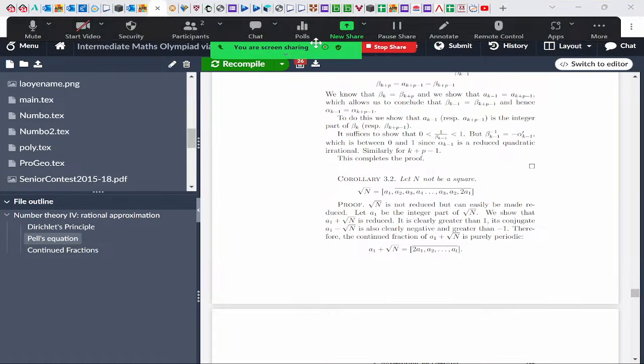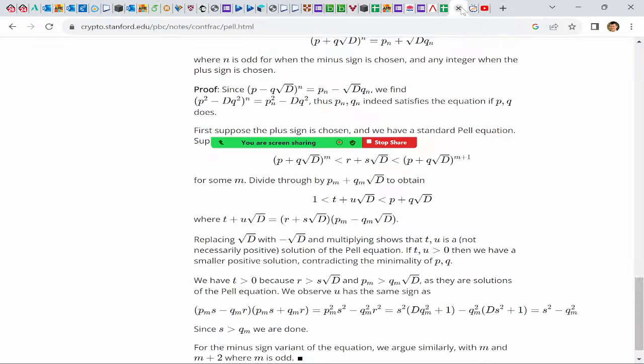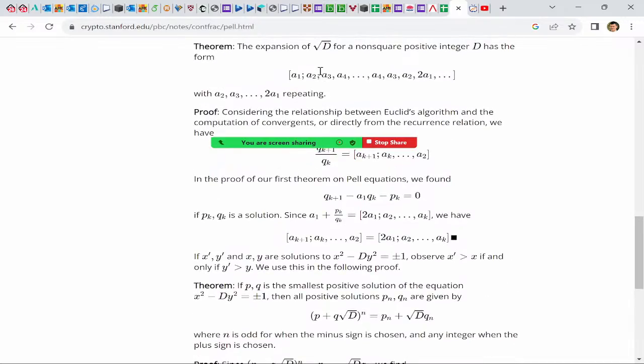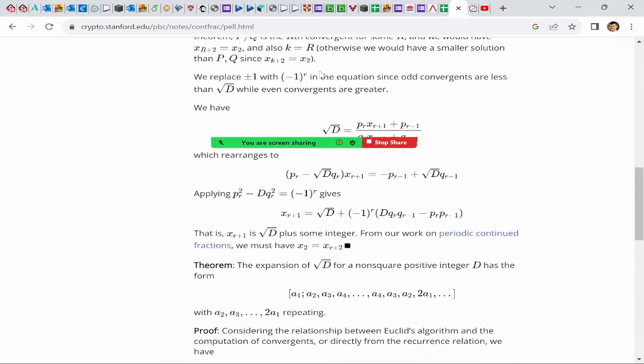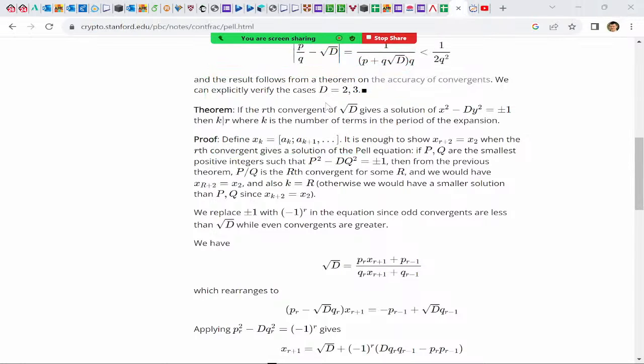So what we want to do is show basically this statement here. If the rth convergent of root D gives a solution to Pell's equation with plus or minus 1, then it must be a multiple of the period.